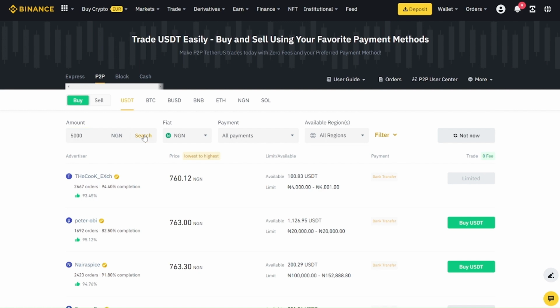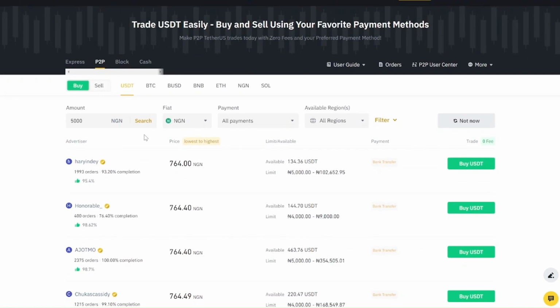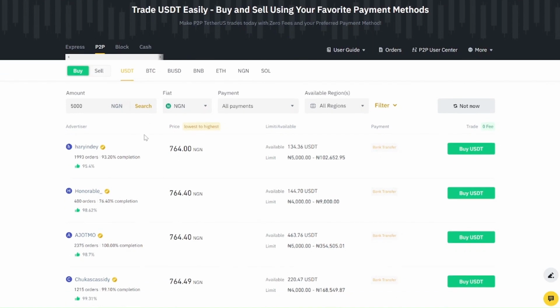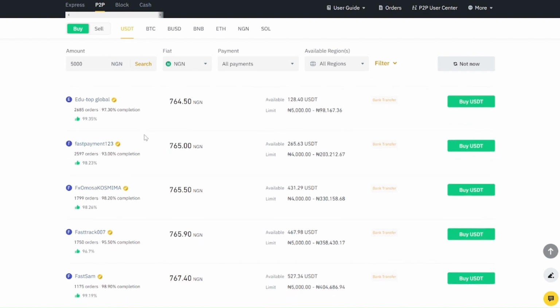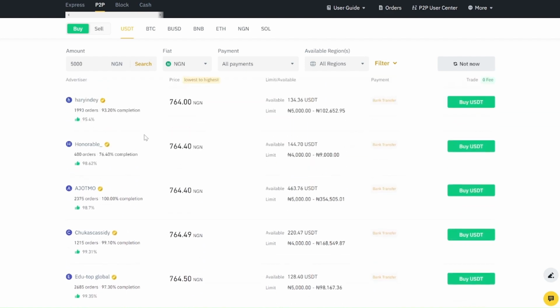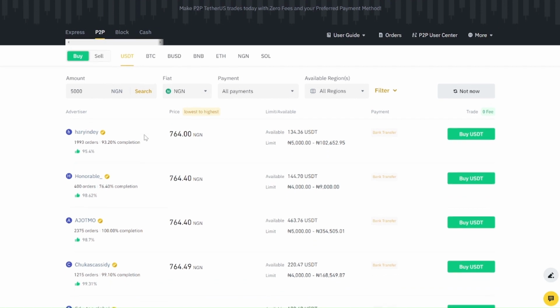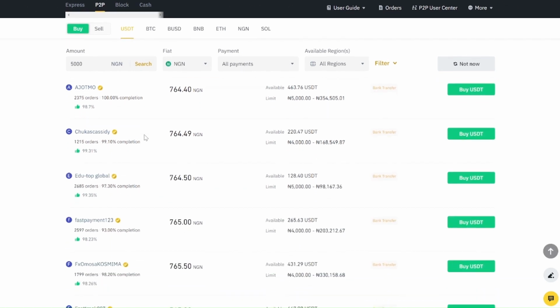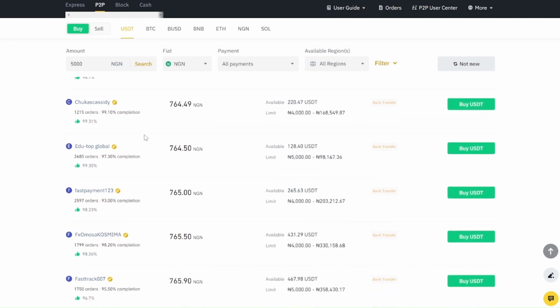I'm going to search now. So right here, if you are searching for 5,000, you'll be able to sell at a higher price to these guys over here. These guys are buying lower because they don't have a lot of money to buy crypto. So they want to deposit 5,000 on Binance, so they are going to be buying at a higher rate. So you can see over here, this 5,000, they are buying at higher rates.